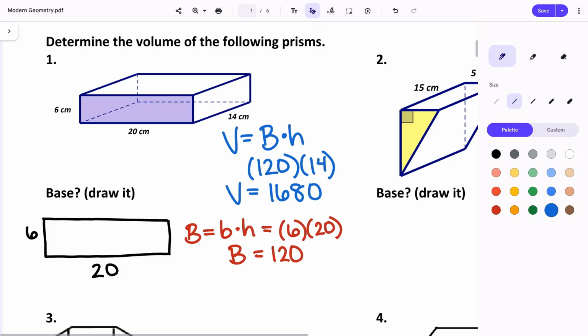Area was centimeters squared. Volume's a little different. It's cubed. Very good. Centimeters cubed. So make sure you're making that transition to having a 3 as your exponent instead of a 2. Okay? Do we have questions on that first one? Okay, let's move on to number 2.